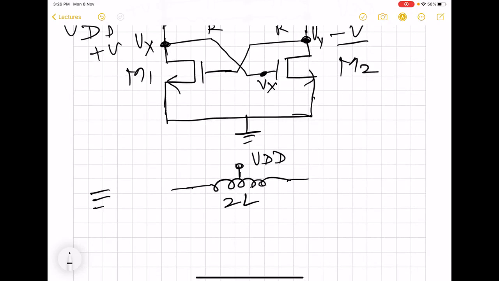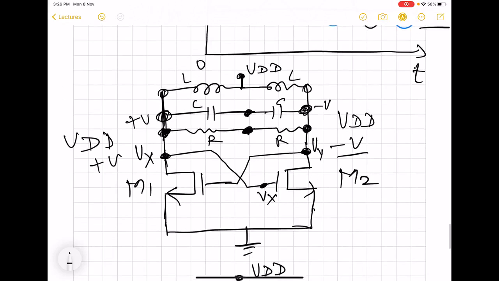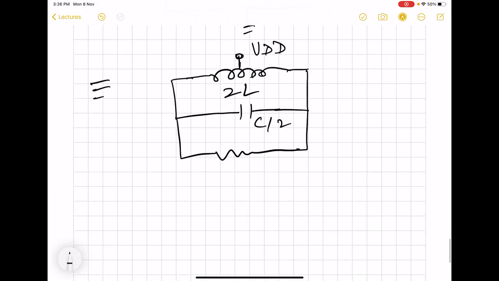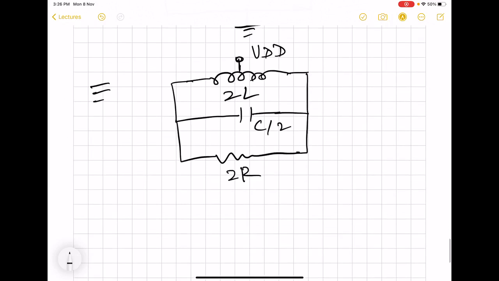Now this inductor is equivalent of series of those two inductors. So this is 2L. And those two capacitors, they also can be combined, and it will be C by 2 because they are in series. And those two resistors, they can also be combined, and we can have a single resistor of value 2R.